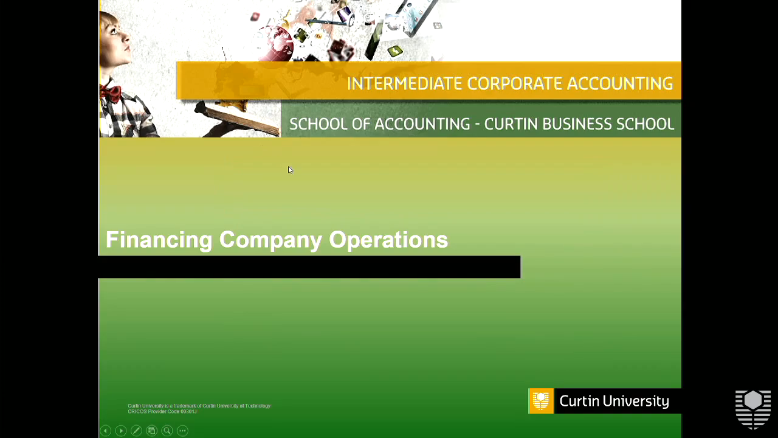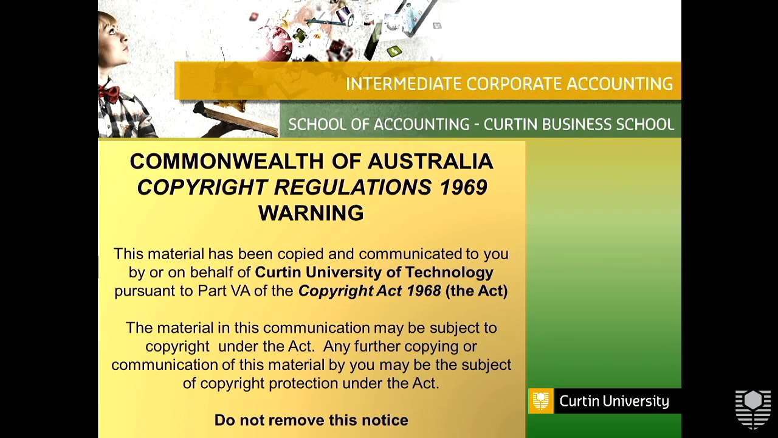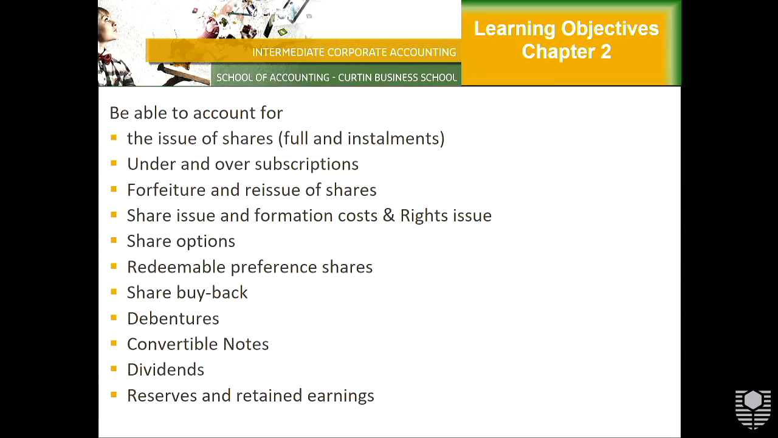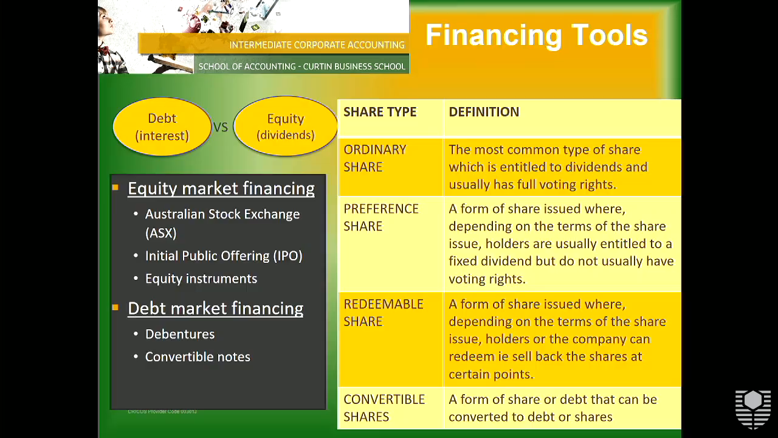Okay, so let's have a look. There's a lot of slides to get through today. We may or may not get through them all, but some of them are a little bit repetitive, so you've seen some of it before. Some of them are pretty self-explanatory, so it shouldn't be too hard for you. We're looking at Chapter 2, company operations, and we're going to focus on shares. We'll do some extra examples of debentures in the workshop. We'll look at under and over subscriptions, forfeiture, a couple of examples where we issue share options or bonus issues and rights issues, and have a look at the main accounts.